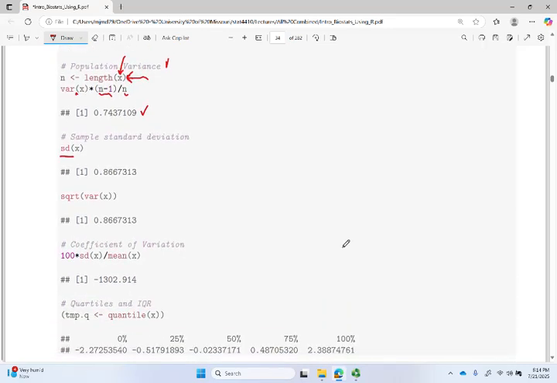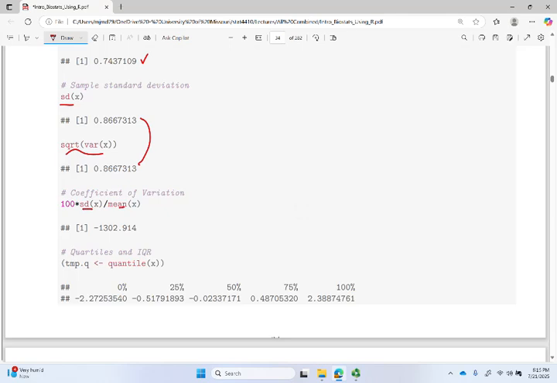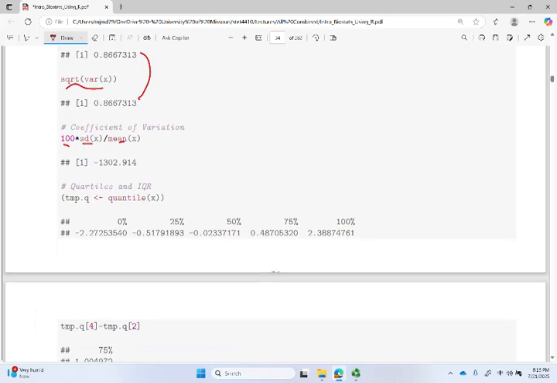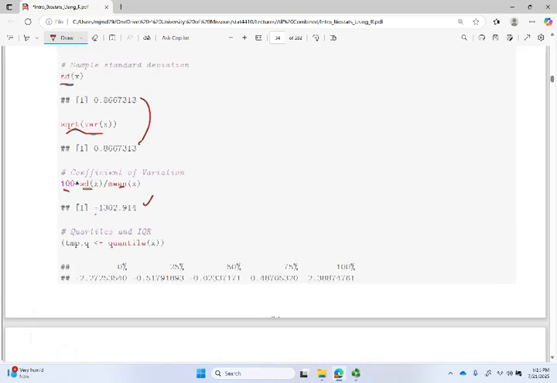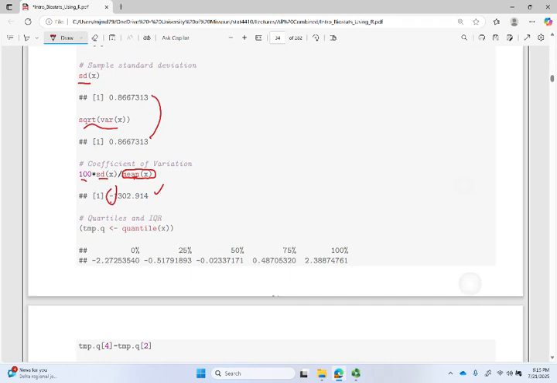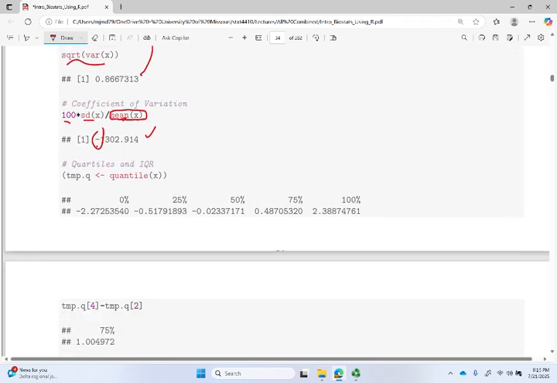SD is the sample standard deviation. Of course, we could have taken the square root of the variance, and those would be the same. The coefficient of variation is the standard deviation divided by the mean. We multiply it by 100 to get a percent. And we get a negative value because the mean is negative. Now, some define the sample coefficient of variation using the absolute value of the mean, and that way we always get a positive value, and that's okay.